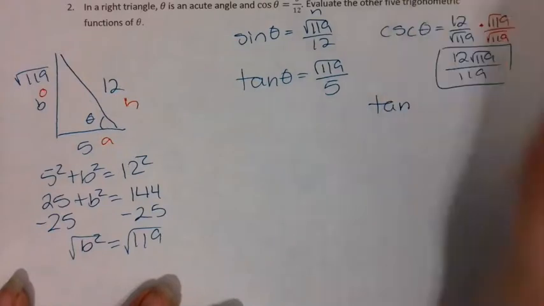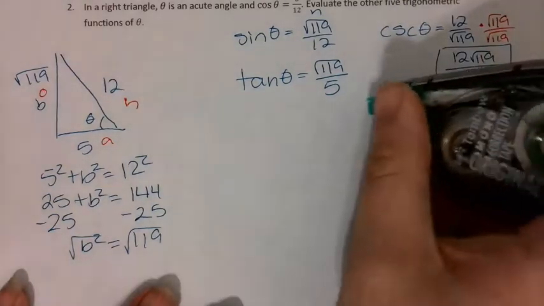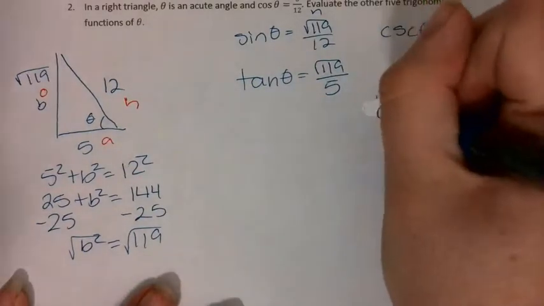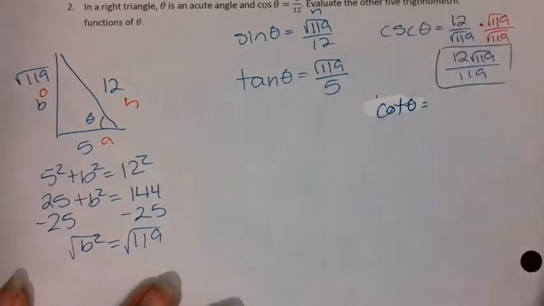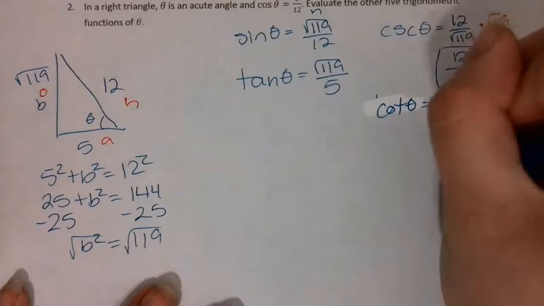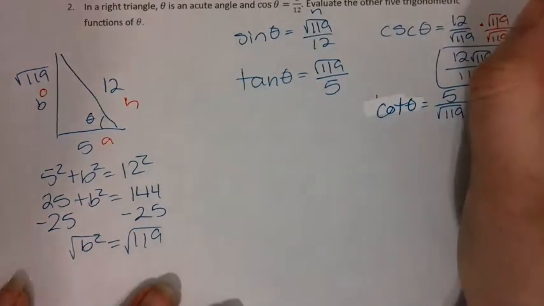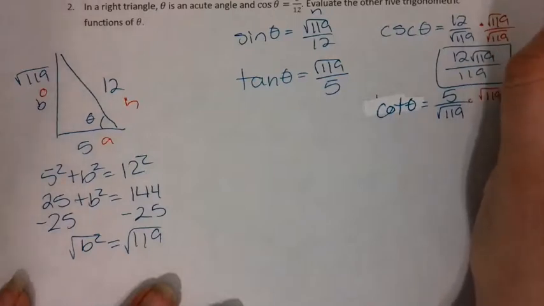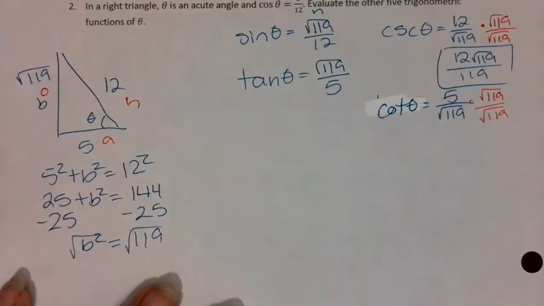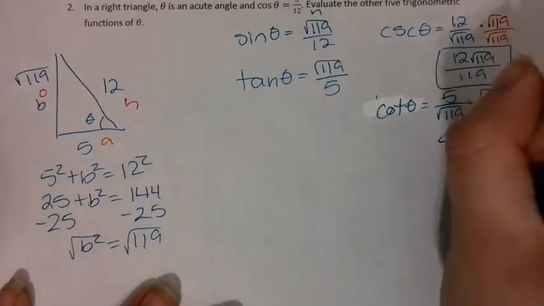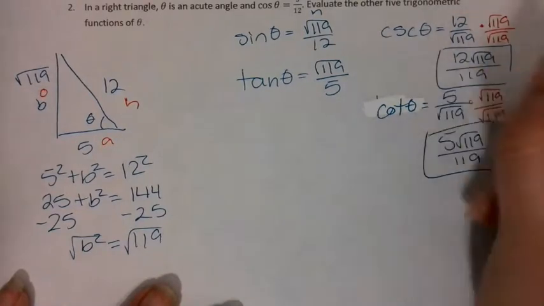And then I'm going to do not tangent, cotangent. I'm going to do the same thing. I flip it. I end up with 5 over square root of 119. I have to rationalize my denominator. I multiply by the square root of 119 over the square root of 119. Then I end up with 5 square root of 119 over 119.